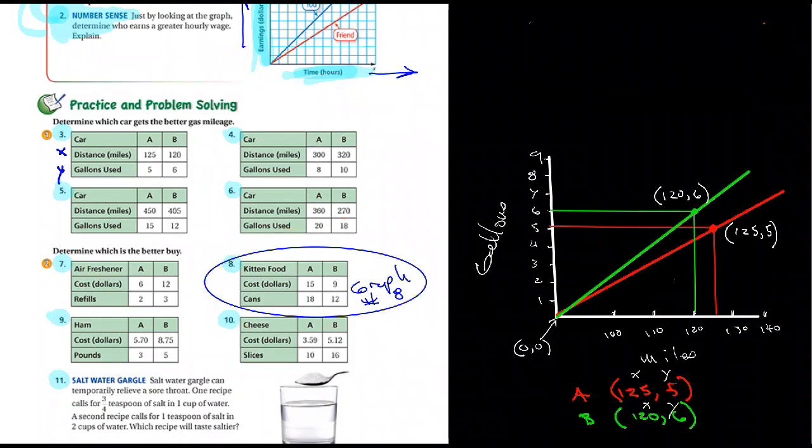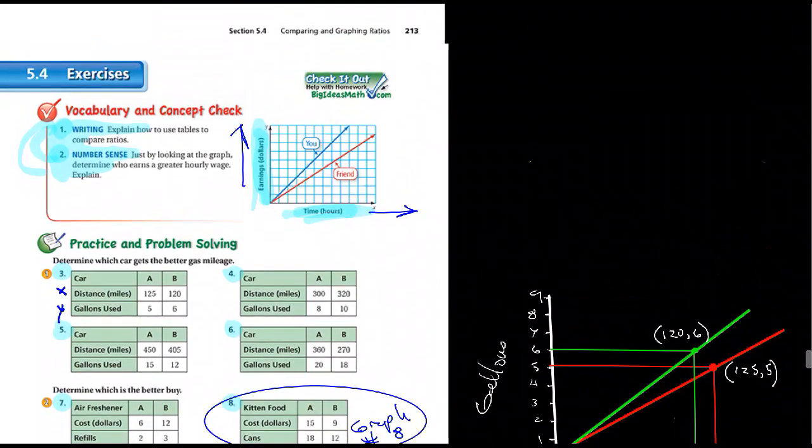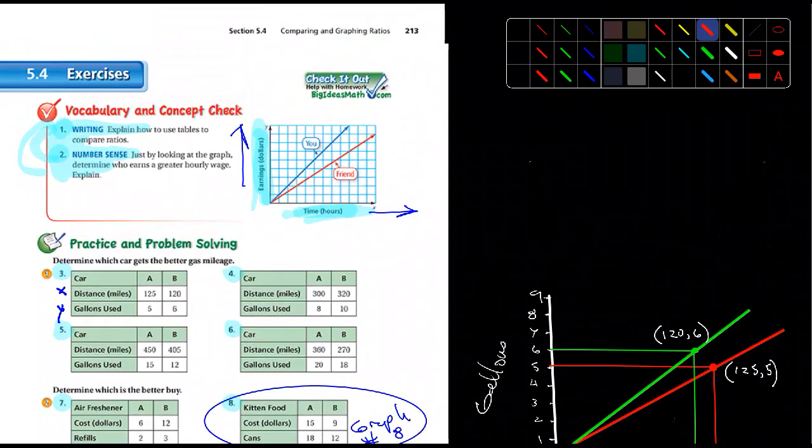But you still need to answer these questions. And in number 3, it says, which car is getting the better gas mileage? Well, let's deal with car A first. Car A is traveling 125 miles, and they use 5 gallons. Well, how many times does 5 go into 125? Well, does 5 go into 1? Does it go into 12? Yes. How many times? 2 times. 10. We're going to subtract that.